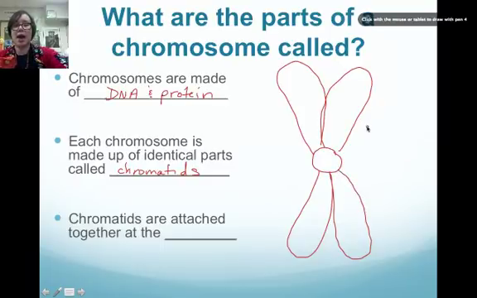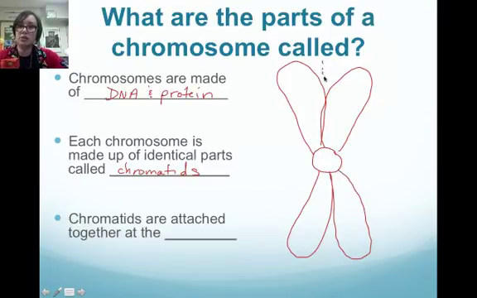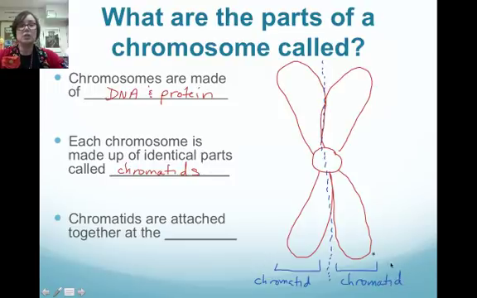When I'm talking about my two sides, I'm going to draw an imaginary line right down here so that I know this side is exactly like this side. And because these two sides are identical, we're going to call these our chromatids. So this is a chromatid, and this is also a chromatid. And because they're identical, we can actually add a word here. We can say that they are sisters.